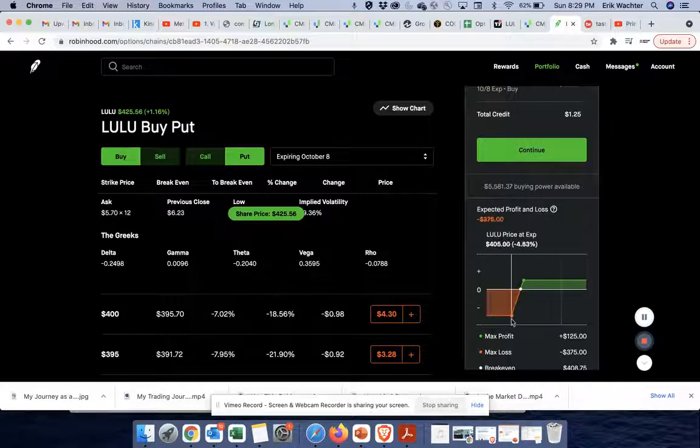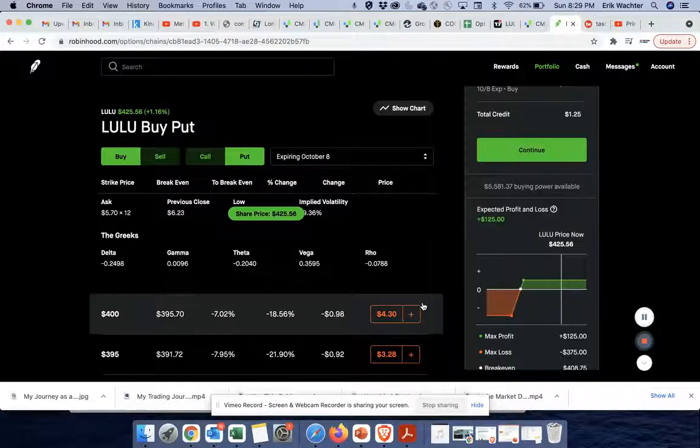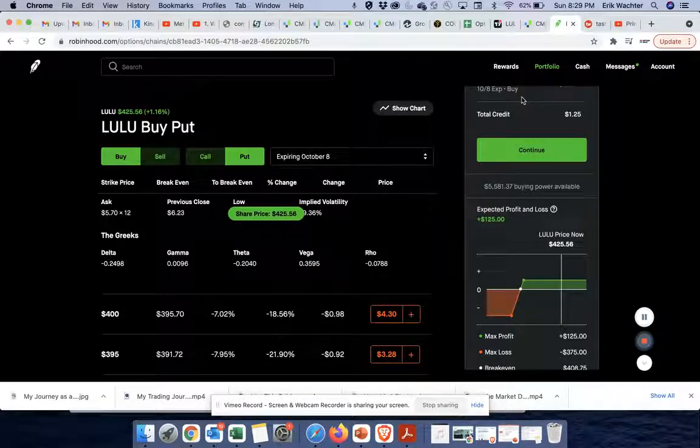Like I said, we're risking about $375 to make $1.25, and we have some historical backtesting data that hopefully gives us an edge in this trade and we come out profitable. That's the trade. That's it.